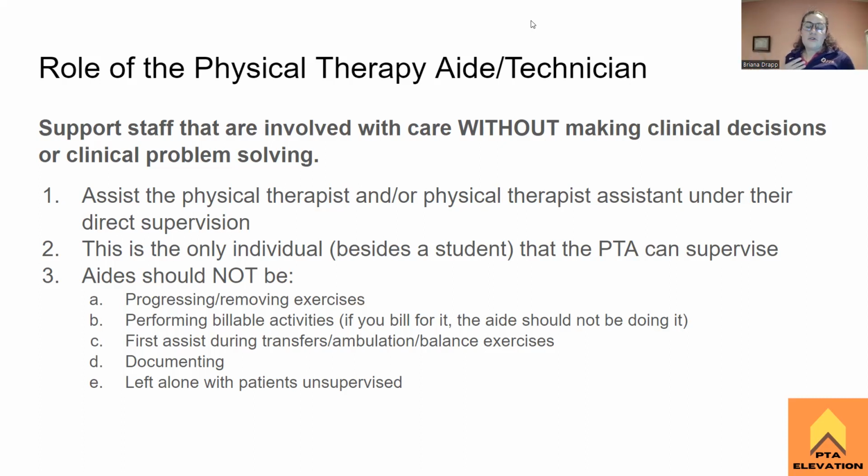The aide should also not be the first assist for any transfers, ambulation, or balance activities. They can be the second assist, but the PT is the one giving all the cueing. The PT, or the PTA, either one, is the one doing all of the leading. They're the leader.